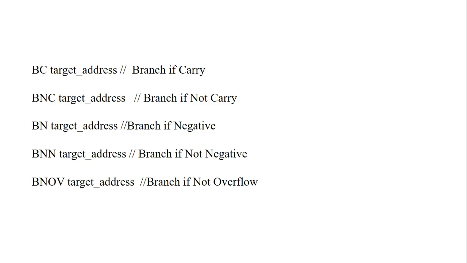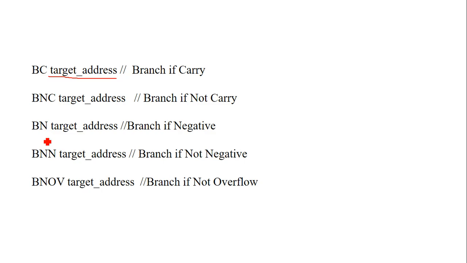If you are doing some addition or arithmetic operations and a carry is generated, then move to the target address. The target address may be a label or an address. If any carry or borrow is generated, it will check the condition. If carry is generated, then move to your target address. Next, branch if not carry: if carry is not generated, then branch to the target address.